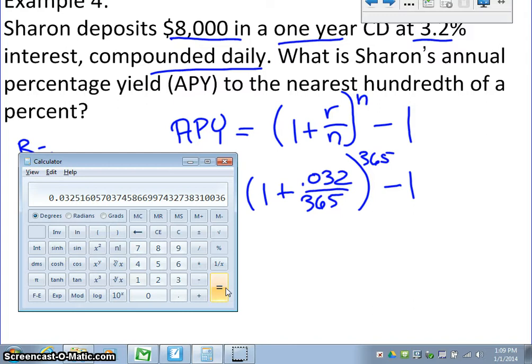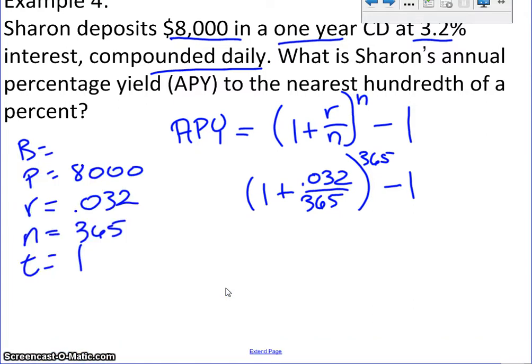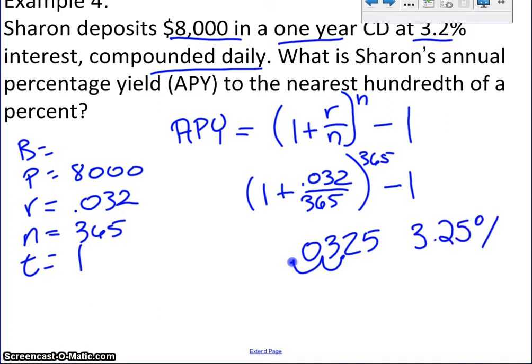And you'll see here what you get is 0.0325. Now if we're changing a percent to a decimal, we move it 2 times to the left, but now we're changing a decimal to a percent, so we're going to move it 2 times to the right. And the annual percentage yield on a 3.2% account is 3.25%. So that's the actual value that they will be earning.